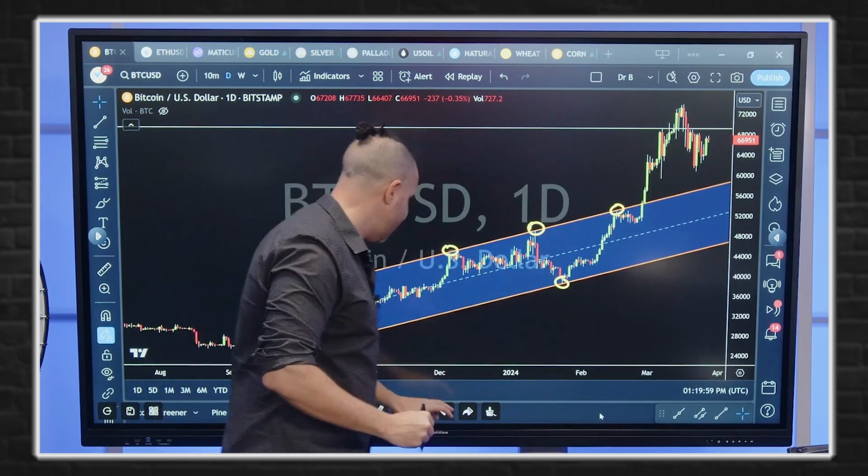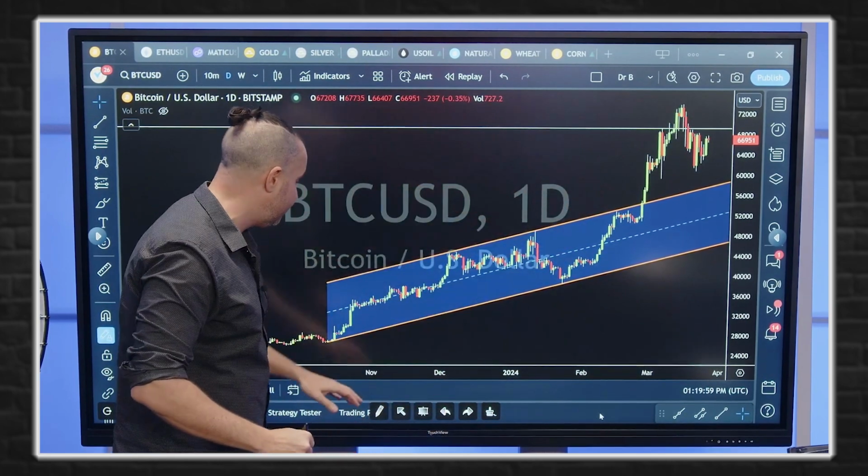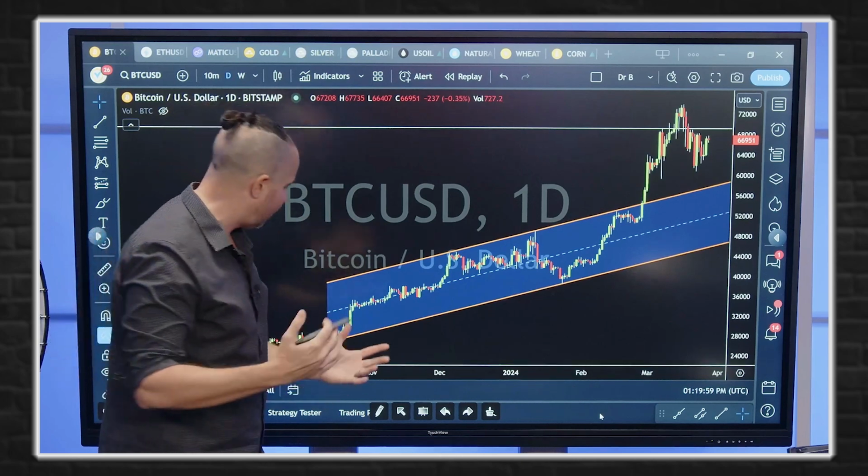Where you draw that. Now you might say, okay, well that's cool, but price is above that level. So what does that do for me today? And I totally get that.